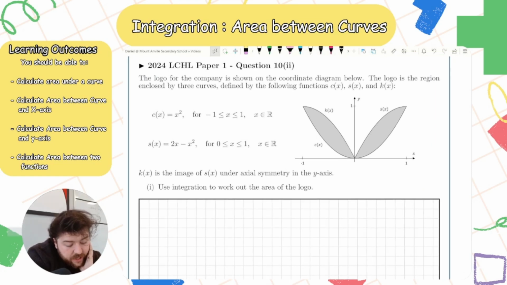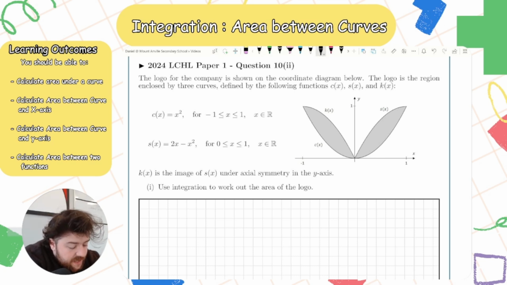Okay, let's look at this one from 2024. The logo for a company is shown below. The logo is in the region enclosed by 3 curves defined by the following. C of x equals x squared, and s of x equals 2x minus x squared. K of x is the image of s of x under axial symmetry in the y-axis. Use integration to work out the area of the logo.